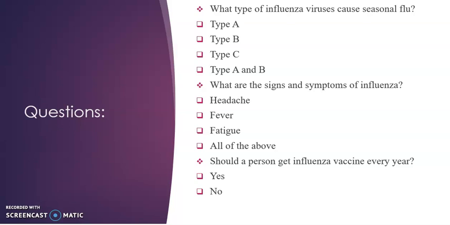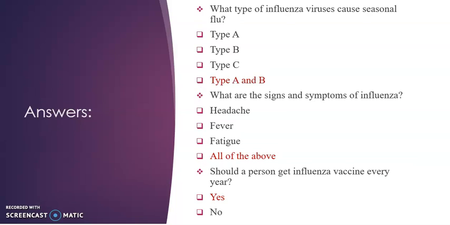There are some questions. What have you learned from this presentation? What types of influenza viruses cause seasonal flu? What are the signs and symptoms of influenza? Should a person get the influenza vaccine every year? Here are the answers for you.